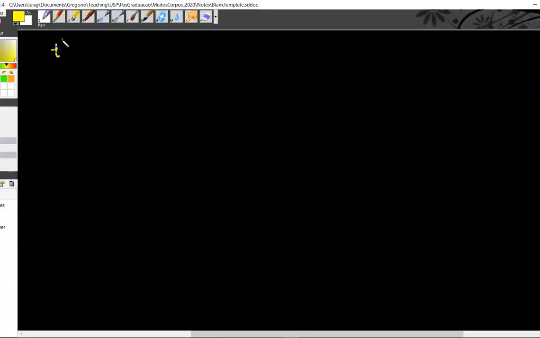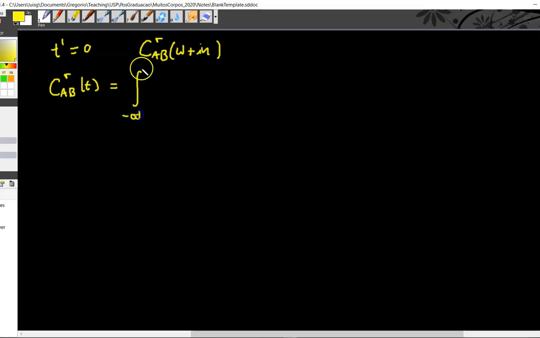Let's go to the blackboard. So let's take t prime equals zero. And I want to calculate C_AB(t) when C_AB(omega), and that's all retarded, okay, is not omega, but omega plus this small imaginary part. So how do I calculate C_AB(t)? Well, this would be the inverse of the Fourier transform. So it would be something like this, an integral in omega. Instead of e to the i omega t, I would get e to the minus i omega t, t prime equals zero, of C_AB(omega), right?